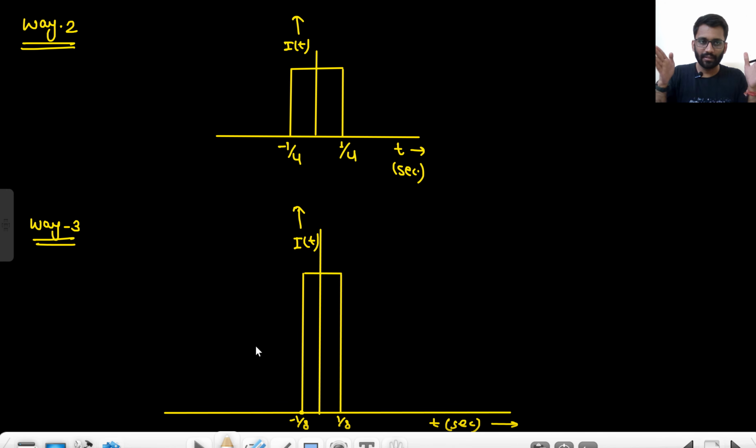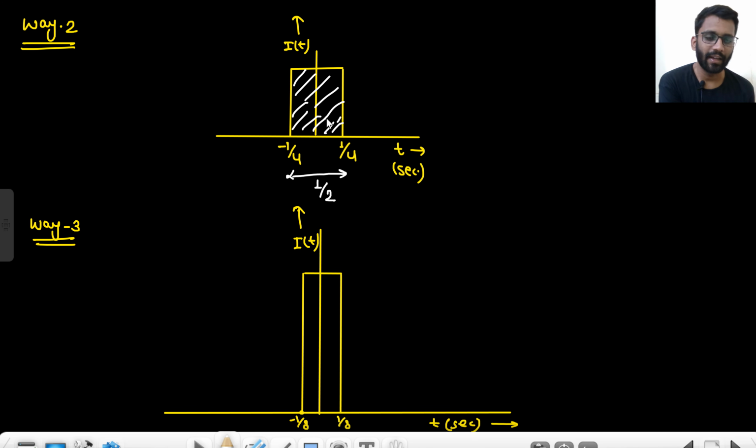Now let's see what I can do. I am decreasing the time. So now I will give some amount of current for half second only. So for giving 4 coulomb charge, how much current should I give? I have decreased the time span. How much current should I give? 8 ampere, right? I should give 8 ampere current, so that 8 into 1 by 2 equals 4 coulomb charge.